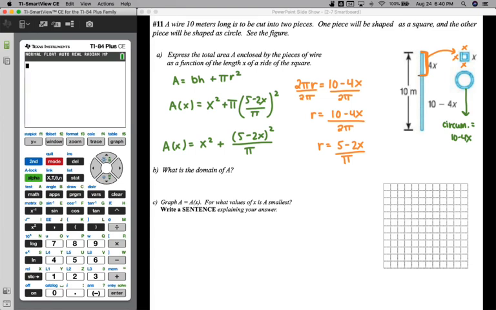Okay, and I'm going to leave it like that for the sake of time. So let's move on. The next piece is this. We want to know what the domain of A is, and then we're going to graph it with our graphing calculator. So let's think about the domain of A.